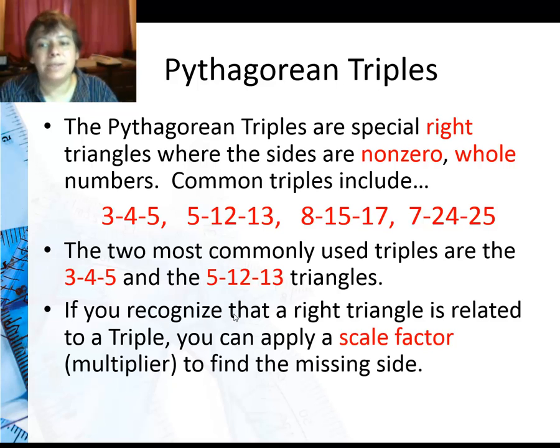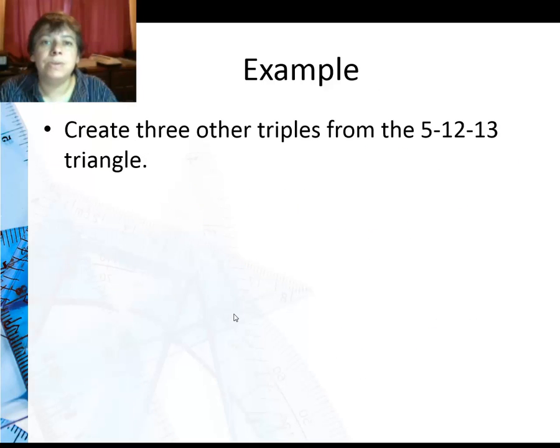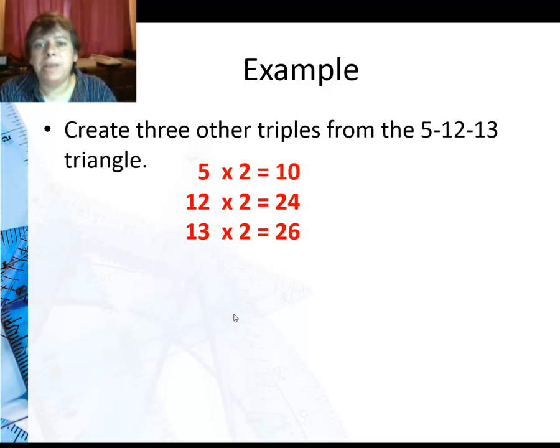Now, if you recognize that a right triangle is related to a triple, you can apply a scale factor or multiplier to find the missing side. So we're going to use some multipliers to create some other triples from the 5, 12, 13 triangle. There are my 3 sides. Let's go ahead and double them. So the 5, 12, 13 triangle is similar to the 10, 24, 26 triangle. For the 10, 24, 26 triangle, every side is twice as big as the 5, 12, 13 triangle.